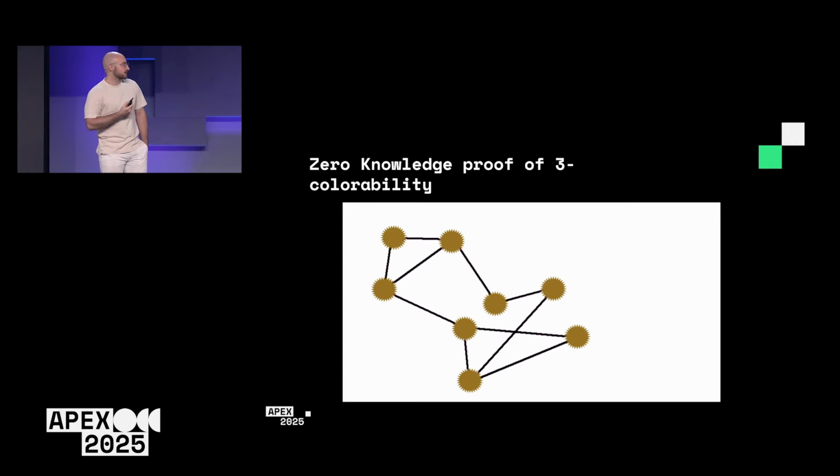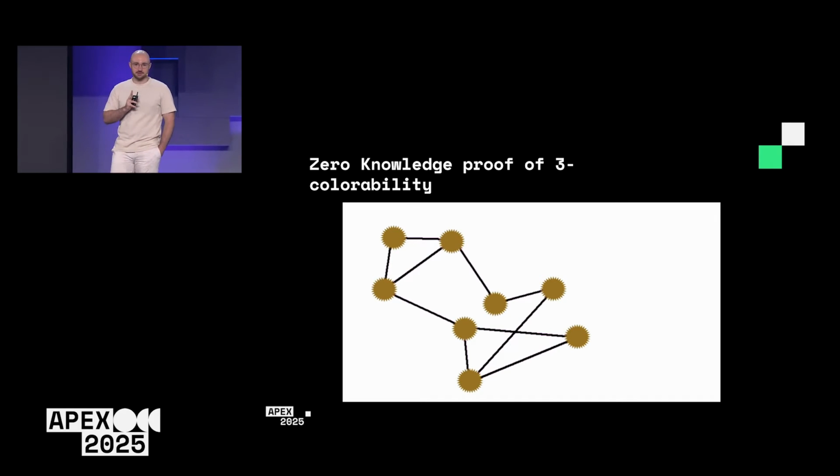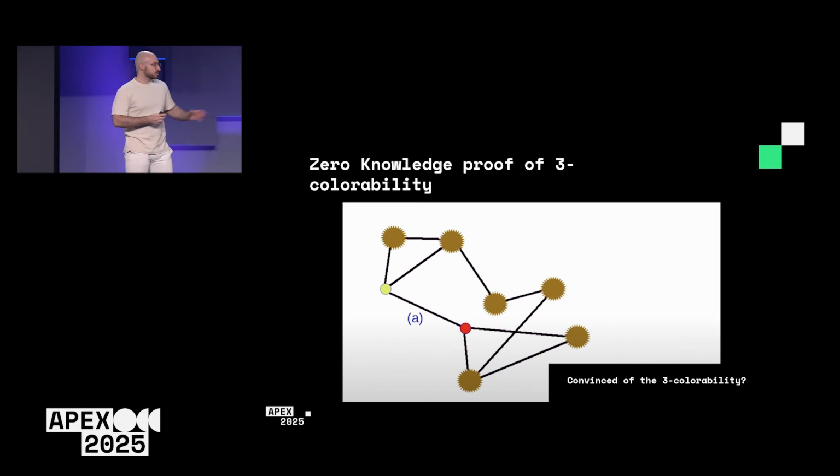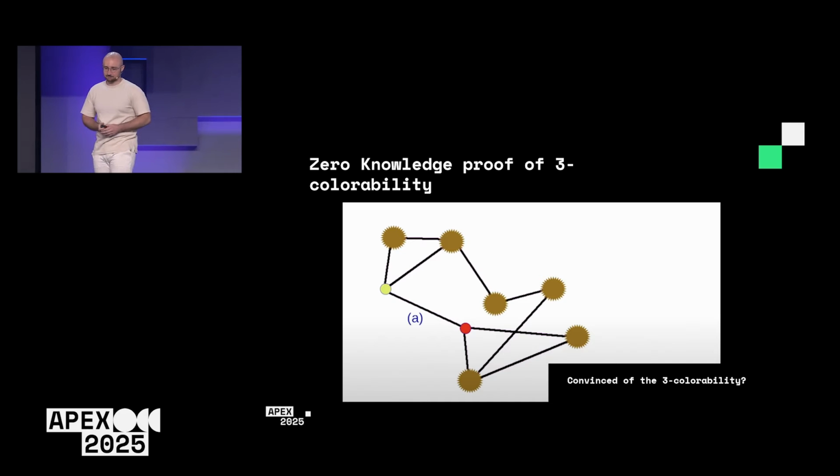To prove to you that I have a valid solution, I will just ask you to point to two different adjacent vertices, and you will see that they don't have the same color. Let's say you choose those ones. Those adjacent vertices don't have the same color, but are you convinced? No, you can't be convinced by this.